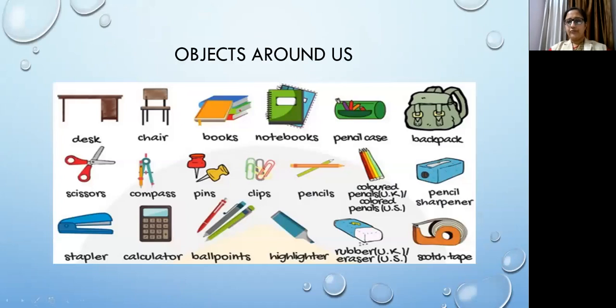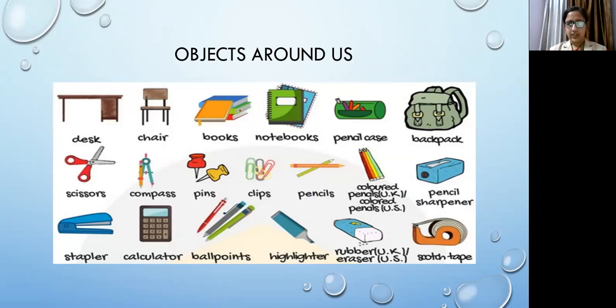Here I have shared an image with you. These are various objects which you find around yourselves. So here what all objects can we see? A desk is there. Then chair, books, notebooks, pencil case, backpack, scissors, compass, pens, clips, pencils, highlighter, colored pencils. So many objects are there related to your studies, and they have different uses. These kinds of objects are around you.